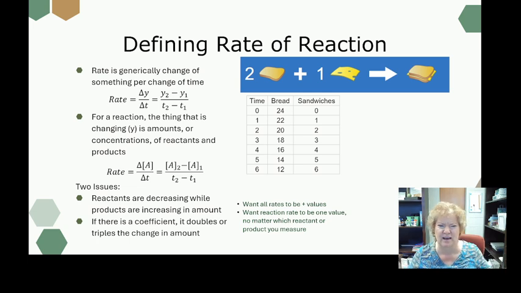So how do I deal with the fact of these coefficients? Also, I really don't care. I want all my values to be positive numbers. So when I talk about rate, I mean in a positive sense. So when I have these rates of reactants, they're going to be a negative if I don't compensate for it. And so that's going to play into the formula that I'm going to give you.